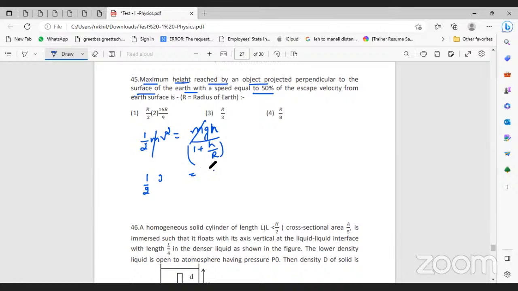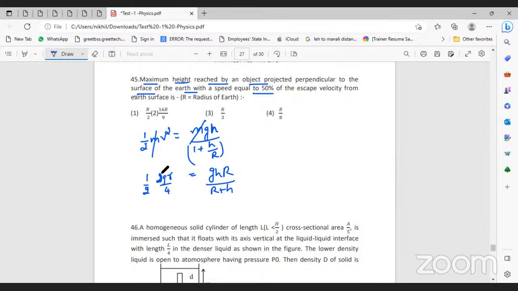So right hand side will be GH. You take out the LCM R, so it will be R plus H. Now it is reduced to half of that, so half of the escape velocity. Escape velocity formula will be root of 2GR. Square is there, so you can take 2GR, and 50% means the square is there.